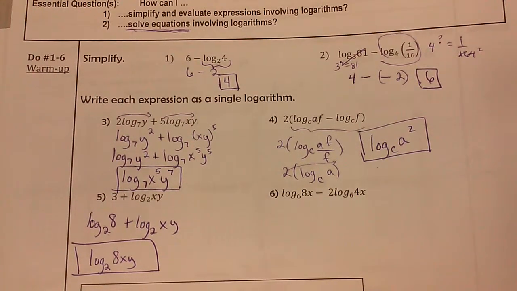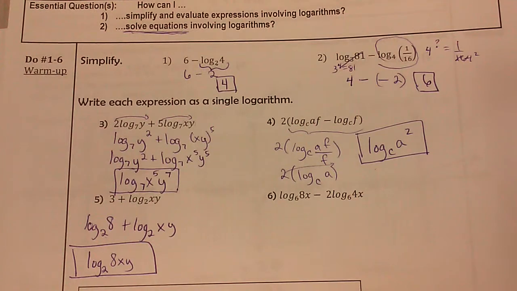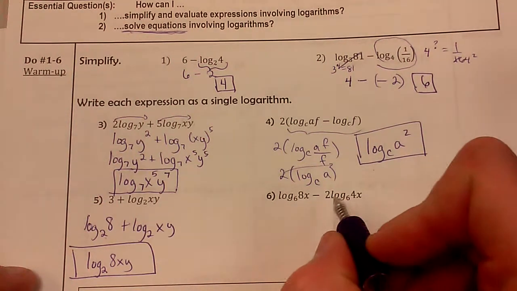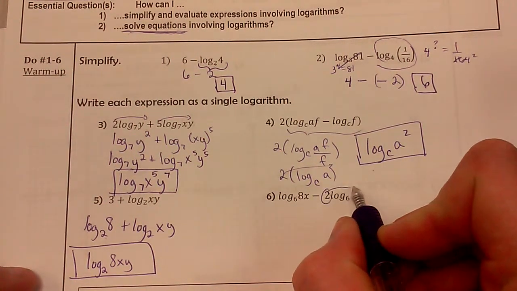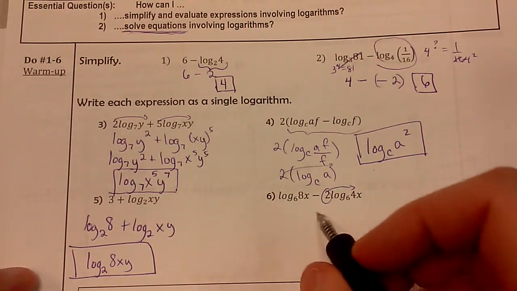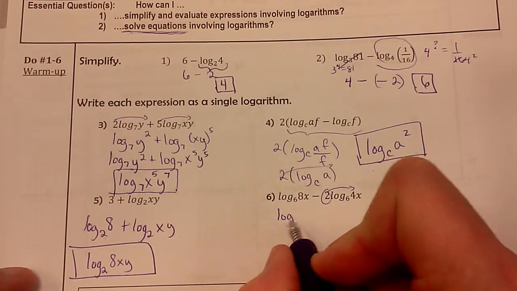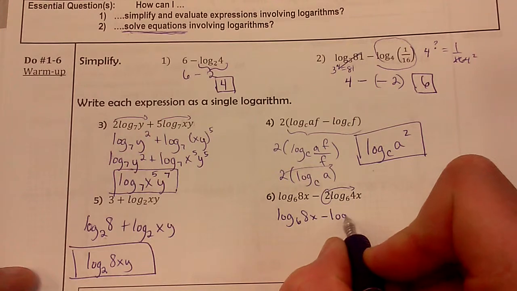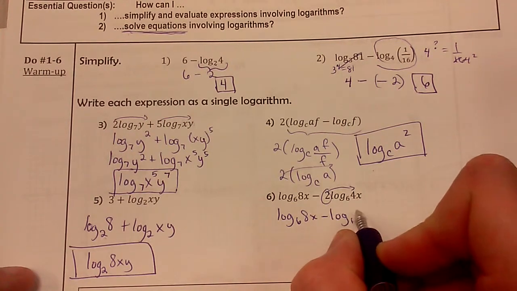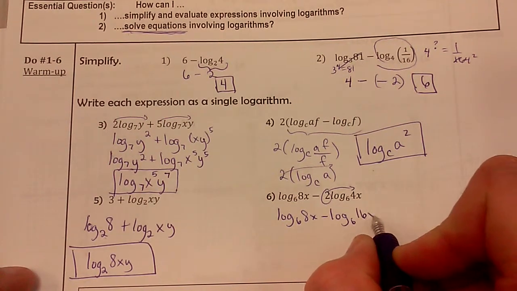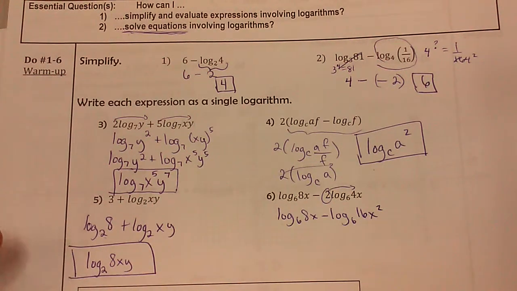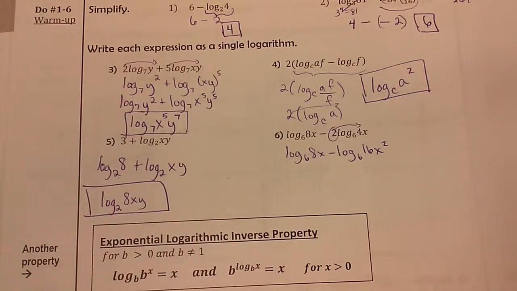Okay. Let's do one more. Last one. I see a subtraction here, so this is going to be my quotient property where I divide. But first, I need to send this frog over the log here. Power property. Four squared is 16, and x squared is x squared. We've got that. Let's pause that for just a second.